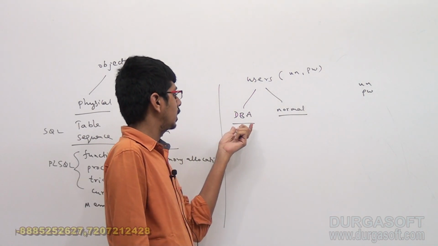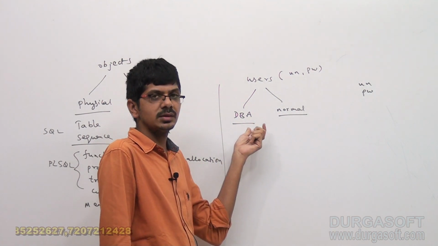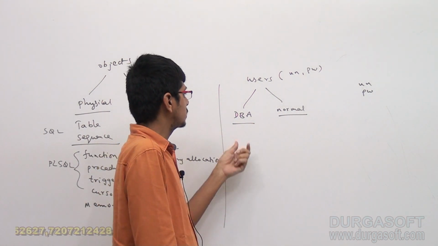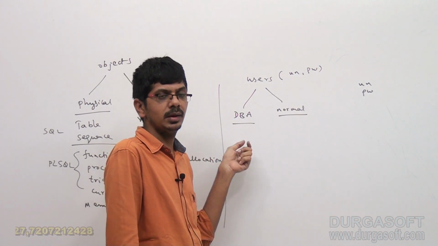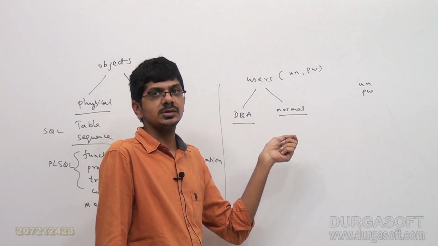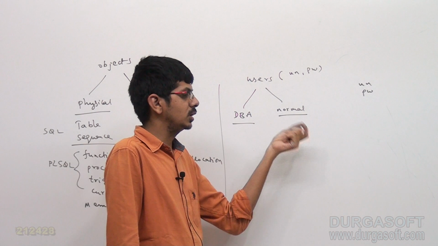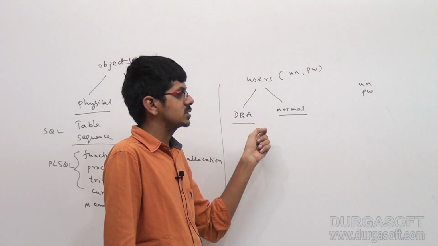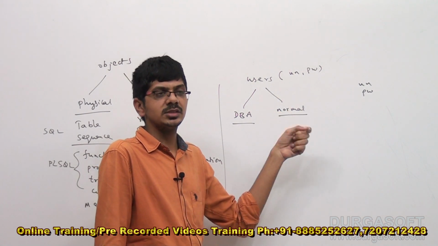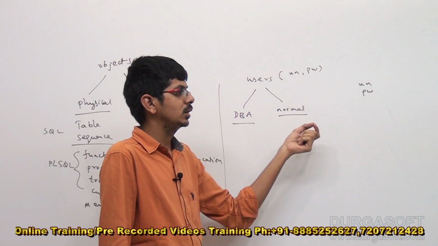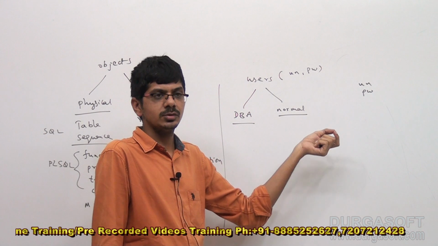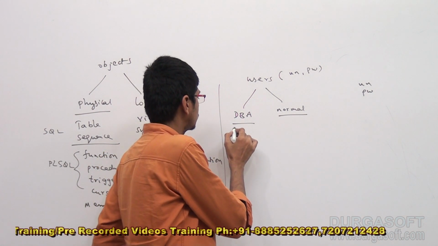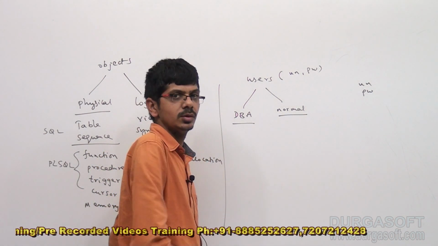So DBA has all authorized permissions on any user. He can access any user, he can access objects of any user, he can access the passwords and he can change the password, he can modify the data in the objects of any user. So all the operations are done by DBA in any user.